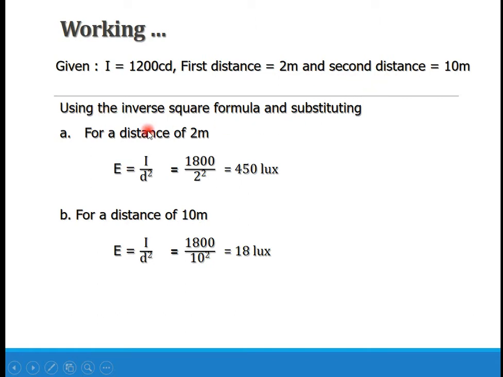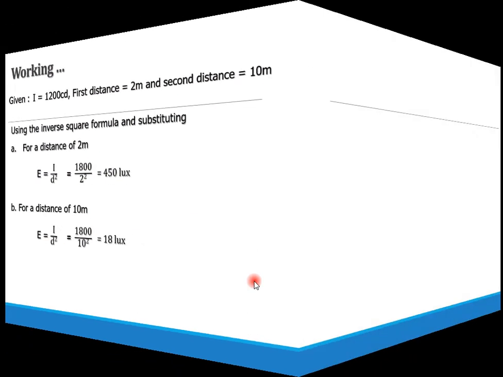So using the inverse square formula and substituting, for a distance of 2 meters, E is equal to I over D squared, where I is 1800 and the distance is 2 meters, so it's 2 squared. So we have 1800 over 4, which gives us 450 lux. And for question B, that is at a distance of 10 meters from the source, so substituting into the formula, we have 1800 over D squared, which is 10 squared. 10 squared is 100. 1800 over 100 is going to give us 18 lux. So those are the answers that we are supposed to find from the question that we are given.